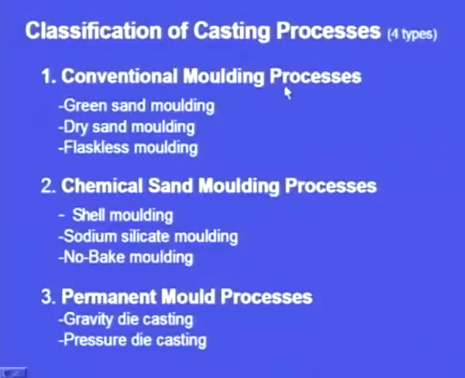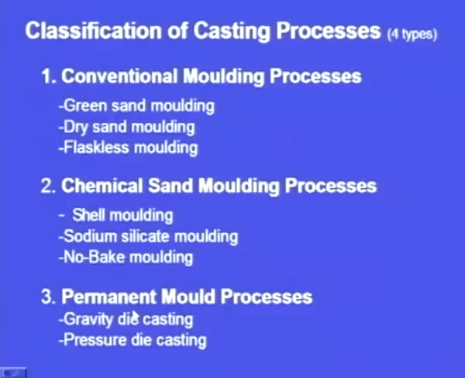We have been learning the metal casting process, which is the primary manufacturing process. In the earlier episodes we have been learning the principles, applications and different types of these metal casting processes. These metal casting processes are mainly classified into 4 types. The first one is the conventional molding process, which is subclassified as green sand molding, dry sand molding and flaskless molding. And the second type is the chemical sand molding process, which is subclassified as shell molding, sodium silicate molding and no bake molding.